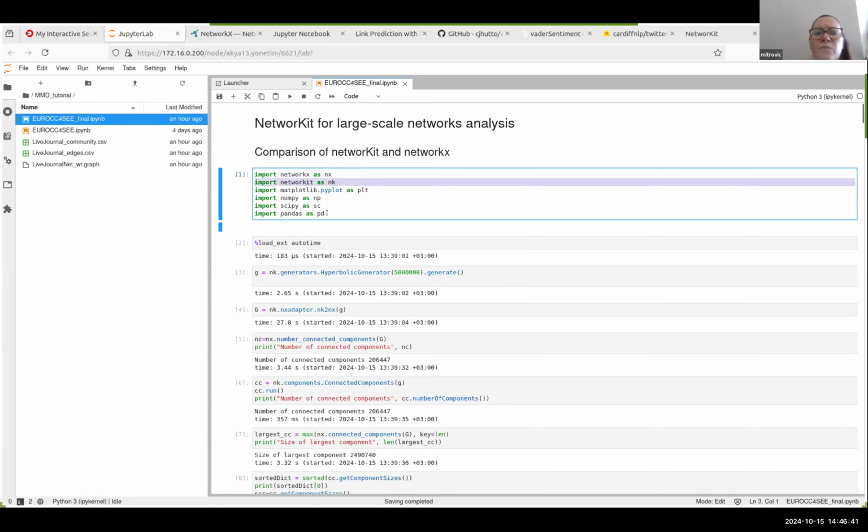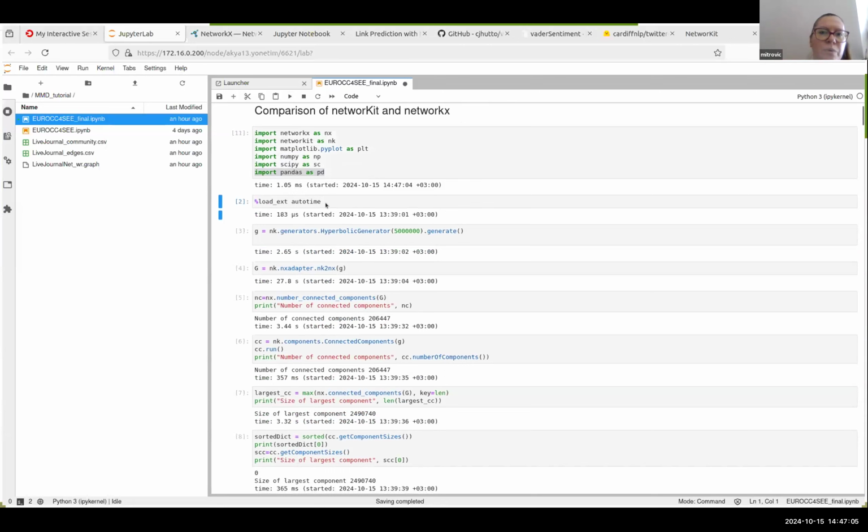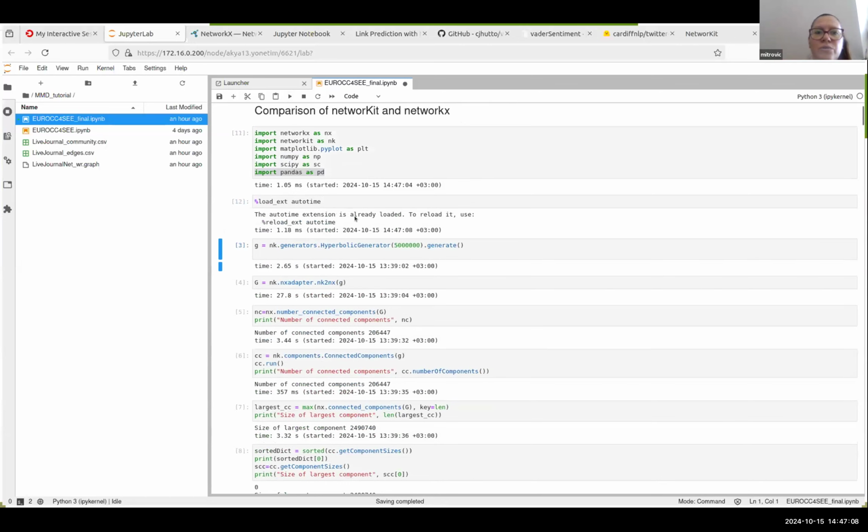I will use NetworkKit, Matplotlib for plotting, and NumPy and SciPy, which are always needed in this kind of analysis. And pandas, a module that allows us to easily manipulate large data sets. So we are going to import these. I also wanted to import AutoTune, because this way we can look at how much time each cell takes to run.